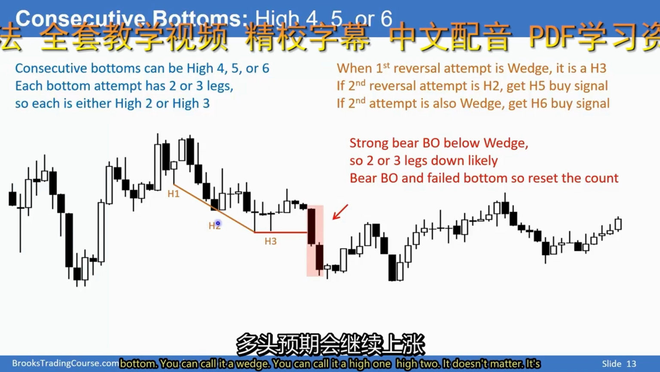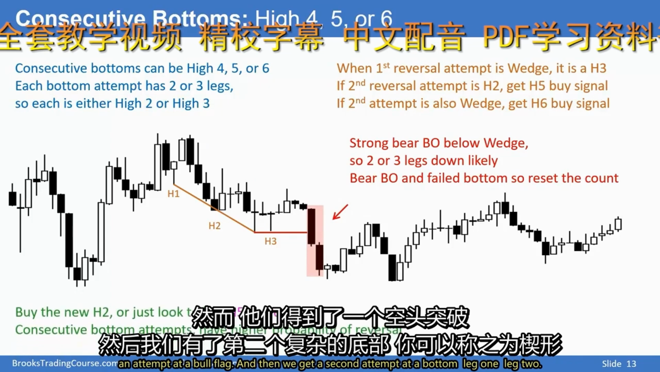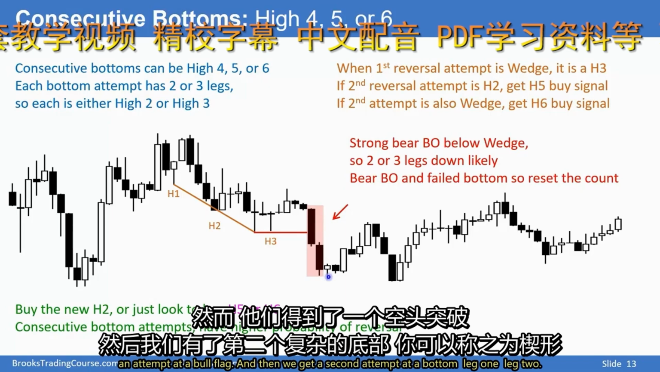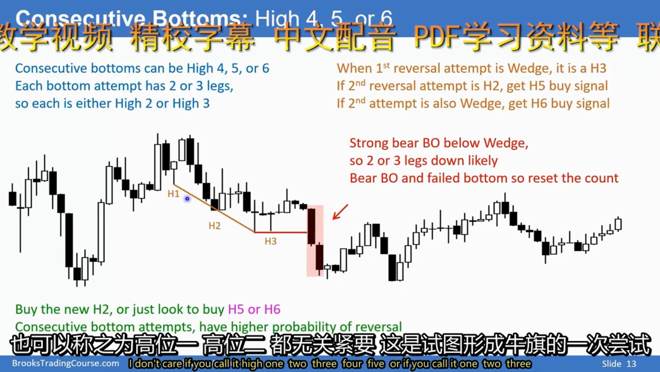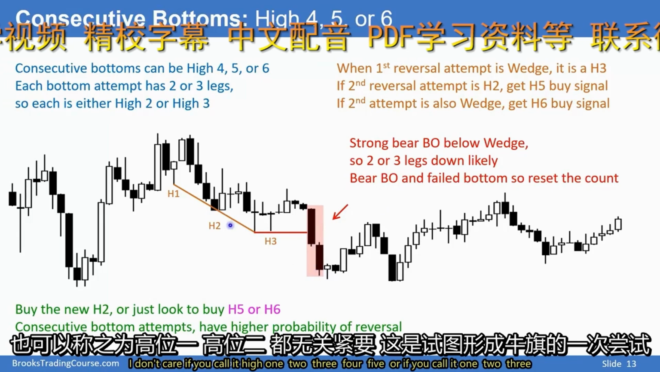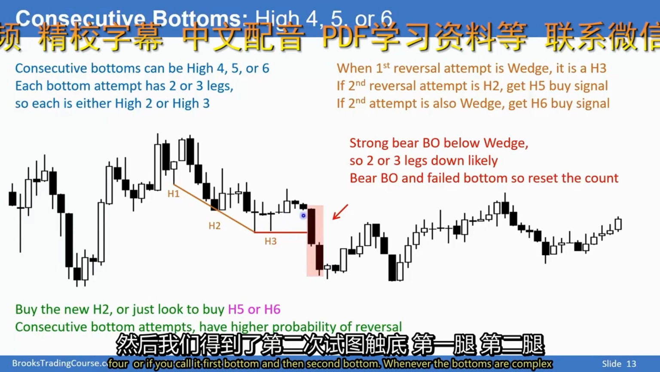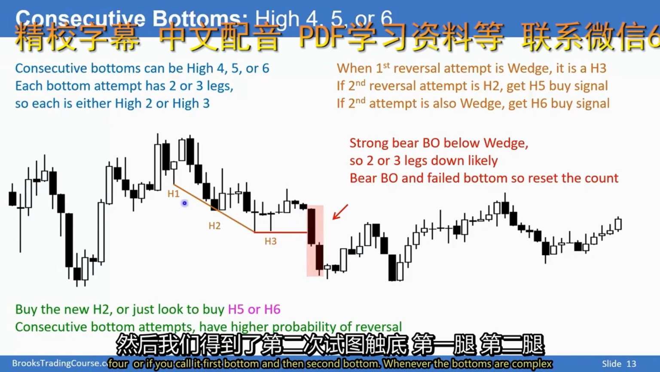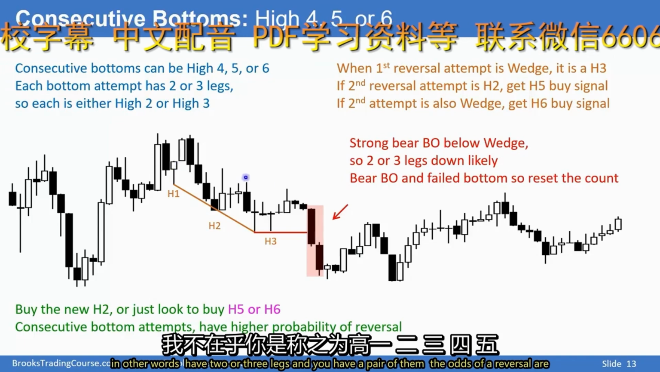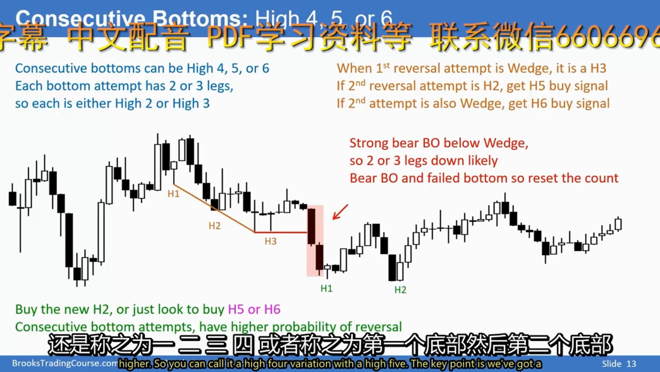You can call it a wedge. You can call it a high 1, high 2. Doesn't matter. It's an attempt at a bull flag. And then we get a second attempt at a bottom, leg 1, leg 2. I don't care if you call it high 1, 2, 3, 4, 5, or if you call it 1, 2, 3, 4, or if you call it first bottom and then second bottom. Whenever the bottoms are complex, in other words, have 2 or 3 legs, and you have a pair of them, the odds of a reversal are higher.